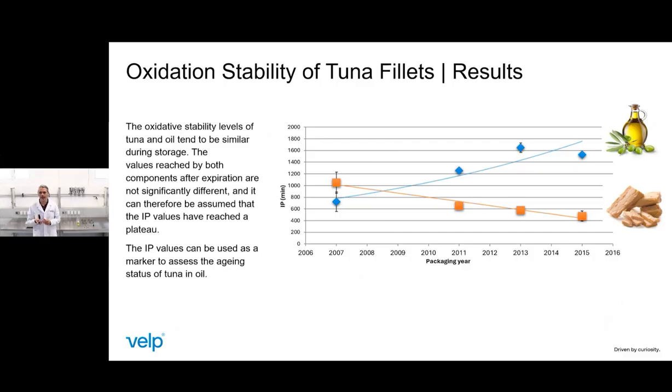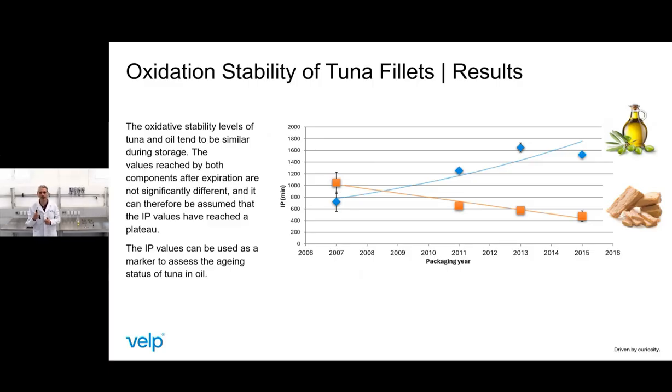In the graph above, the induction period for oil in blue and for tuna fish in orange has been plotted. As seen before, the induction period of the oil decreases over time. The decrease of these values during aging is due to progressive oxidation of the oil. This observation is expected since the role of the oil is to protect the tuna fish by absorbing oxygen over time. For aged oils, the capacity to buffer oxygen is reduced, as well as the value of the induction period.